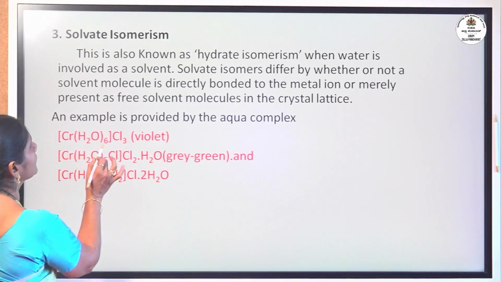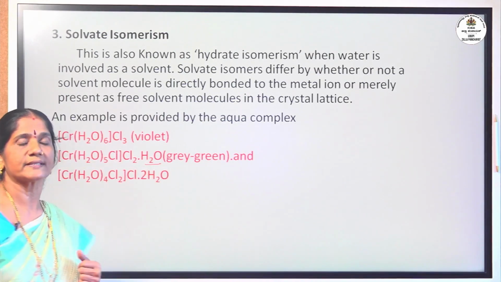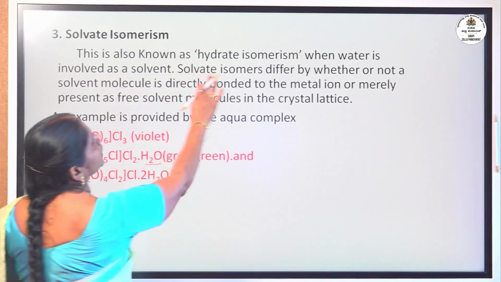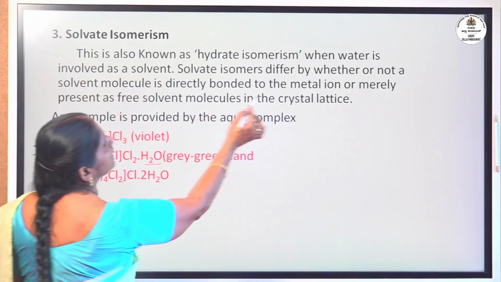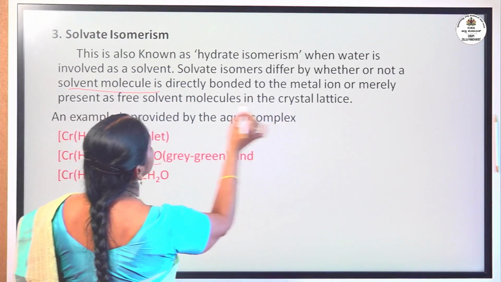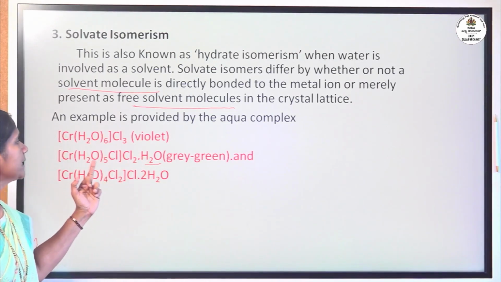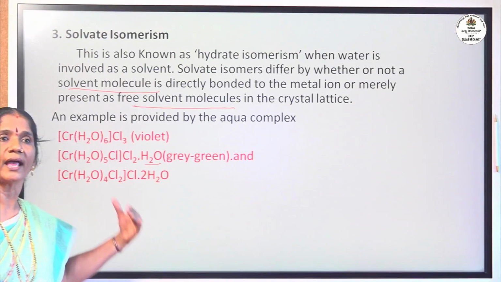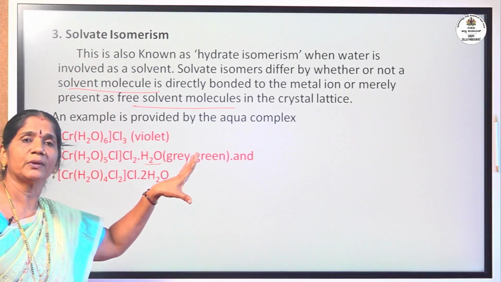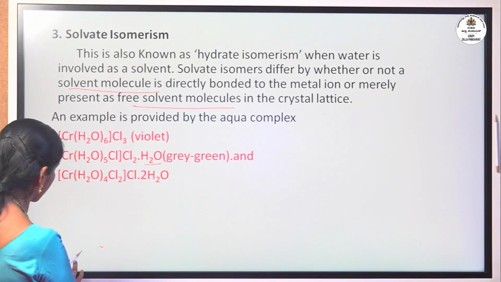So you can see here chromium with 6 water molecules and Cl3. In the next case, the number of ligand water molecules is 5 here, and 1 water molecule is acting merely as a solvent molecule outside the coordination sphere, but the total number is always the same. So this is known as hydrate isomerism. When water is involved as a solvent, they differ by whether or not a solvent molecule is directly bonded to the metal ion or present as a free solvent molecule in the crystal. So the total number of water molecules remains the same, but their role as ligand and solvent molecule will be different. Such isomers having the same molecular formula, but a different number of solvent molecules inside and outside acting as ligand and merely solvent molecules, is called solvate isomerism.